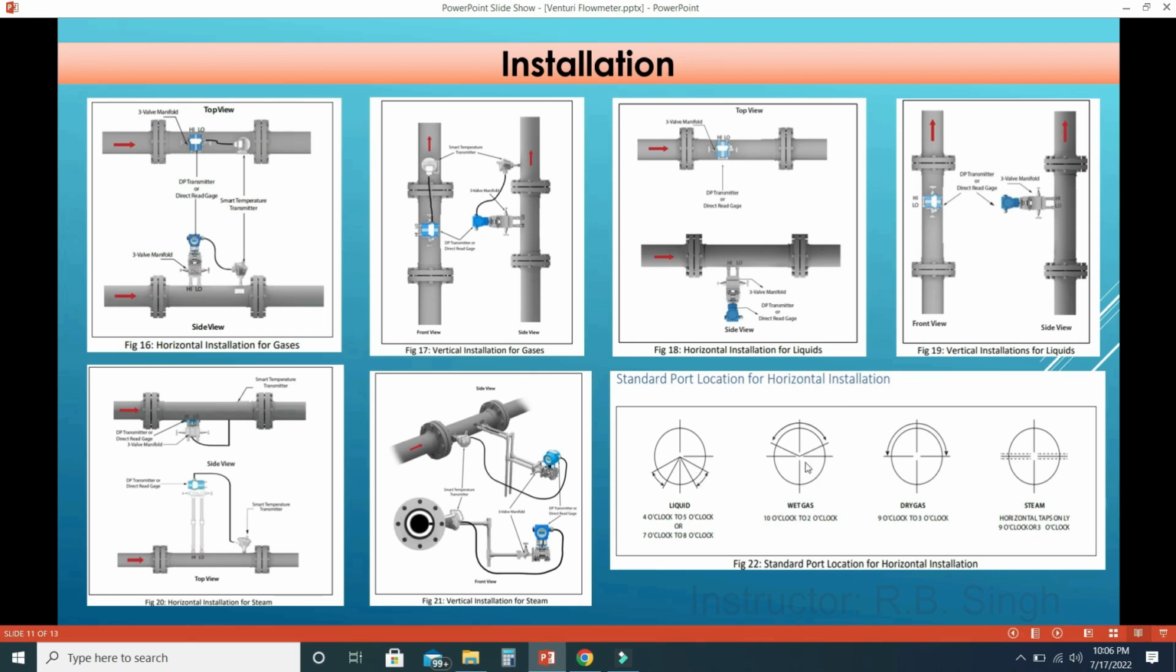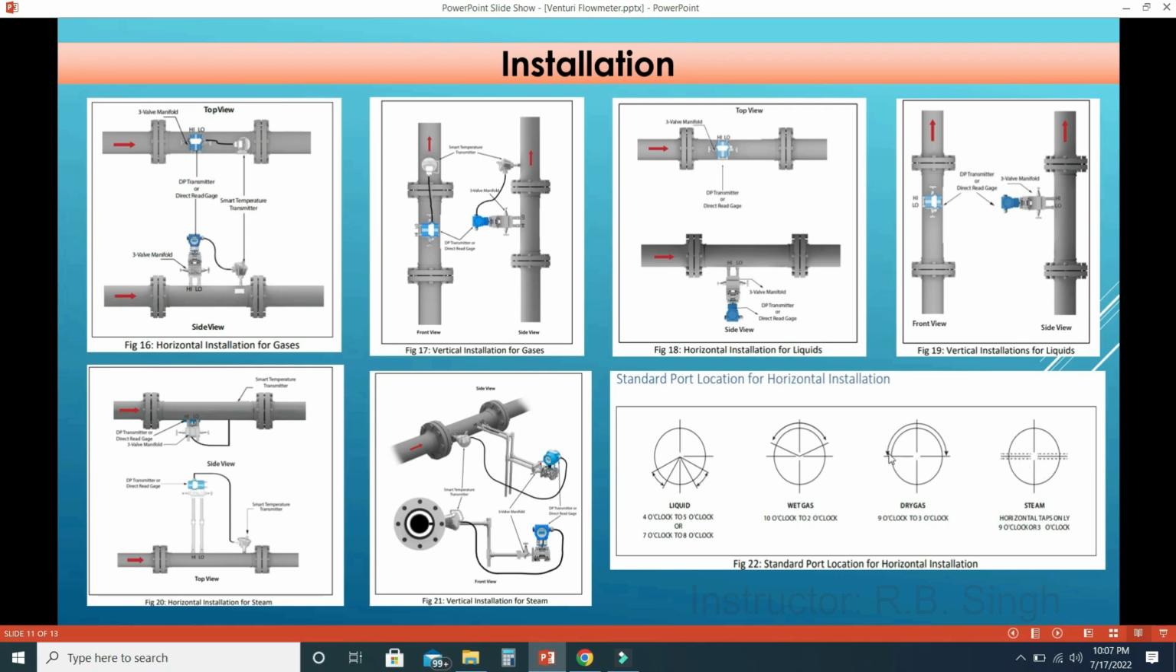For wet gases, you can consider the above horizontal line, either on 45 degree this side or this side you can consider. This is for dry gases. So either you can consider this side or this side. So this is the horizontal tapping. For steam application, slightly lower than horizontal tapping. So for steam applications, always remember slightly lower than horizontal.